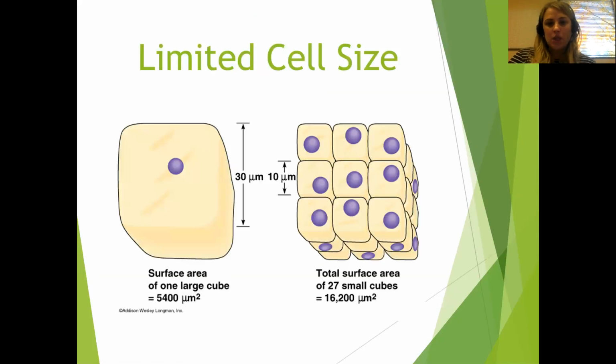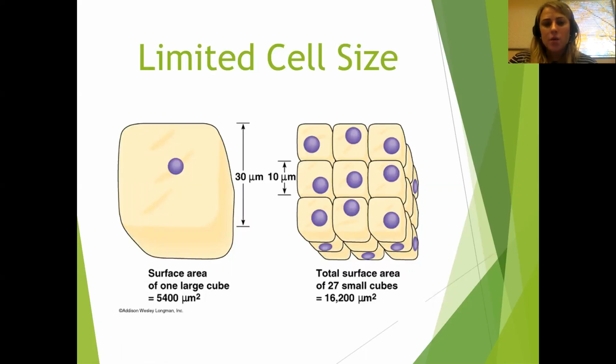So this is a really good visual when looking at why we need our cells to stay small. As far as the surface area, you can see in comparison, the surface area of just one large cube is going to be about 5,400 microns in comparison to the surface area of 27 small cubes. The surface area is going to be 16,200 microns.